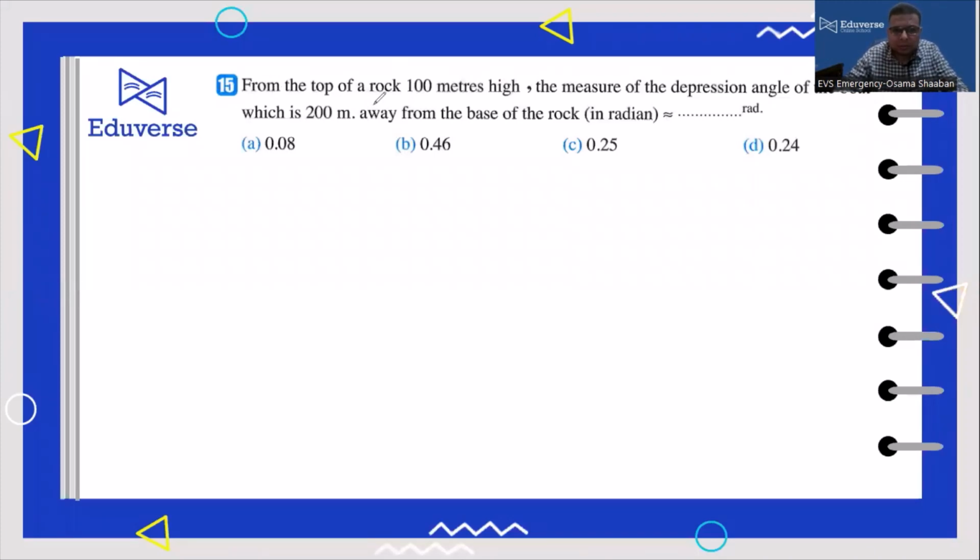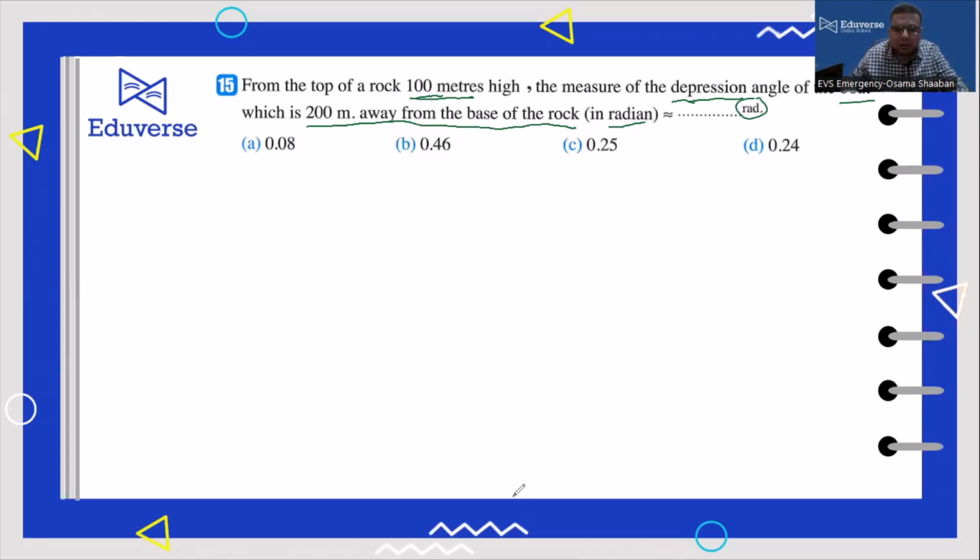From the top of a rock, 100 meters high. The height or the edge of the rock is 100. The measure of the angle of depression of the foot, which is 200 meters away from the base of the rock, in radians. I need the measure in radians.